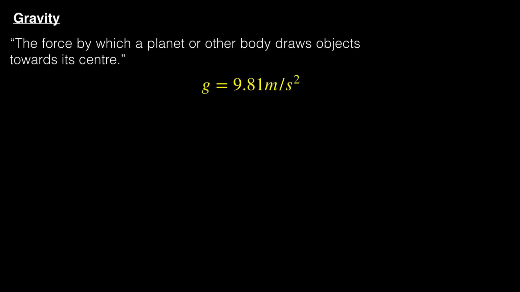And to calculate this force, we can call upon our old friend Newton's second law of motion, where the resultant force is equal to mass times acceleration, or F equals ma. In this case, we know that the acceleration due to gravity g is equal to 9.81 meters per second squared, which can be substituted into the equation for a, giving us F is equal to mg.